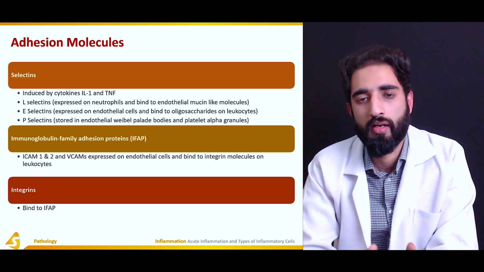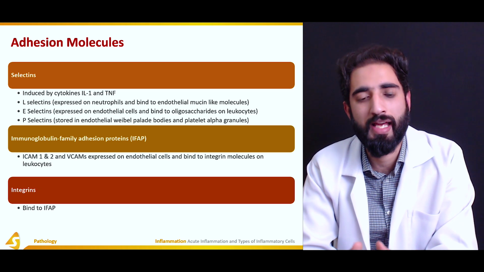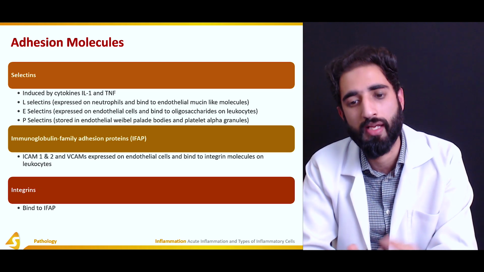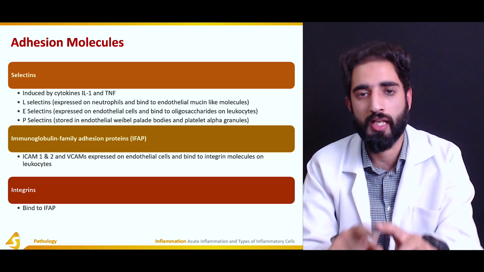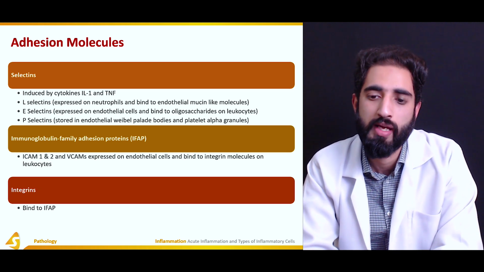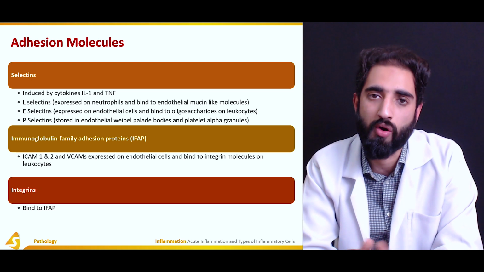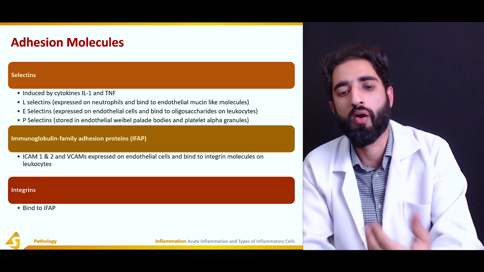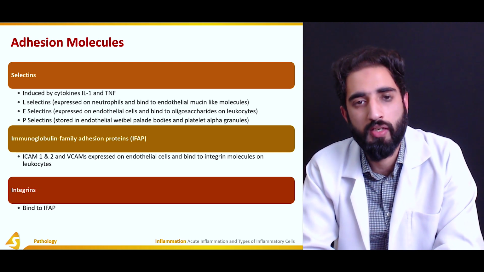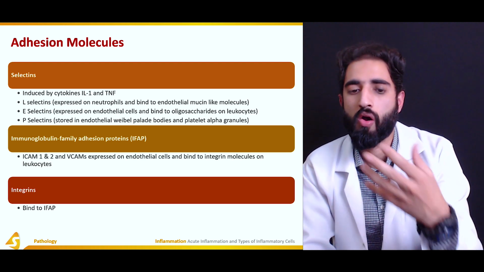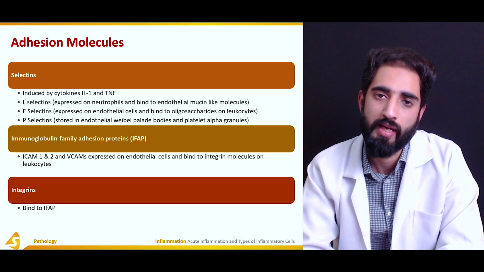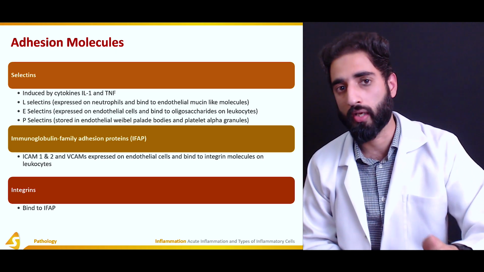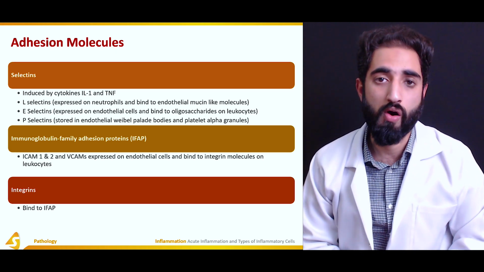Now, the second family is the immunoglobulin family adhesion proteins. There are, for example, intercellular adhesion molecules, which are of two types, 1 and 2, and vascular cell adhesion molecules, which are expressed on the endothelial cells, which make the lining of the blood vessels, and bind to integrin molecules on leukocytes or white blood cells. And integrins are exactly the opposite of the immunoglobulin family adhesion proteins because they are present on the leukocytes and they bind to the endothelial cells. And we will understand the importance of these adhesion molecules as we look into the further parts and processes of the acute inflammation.